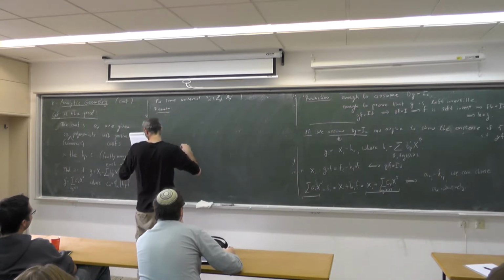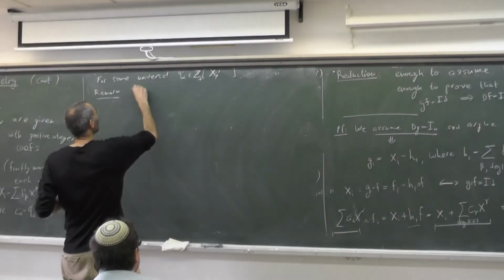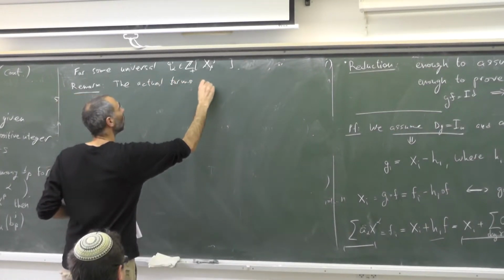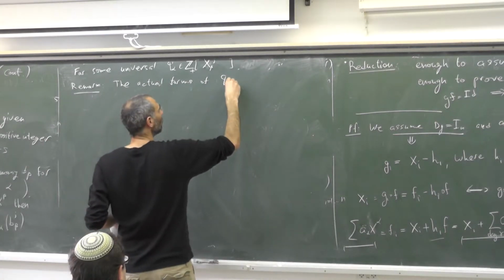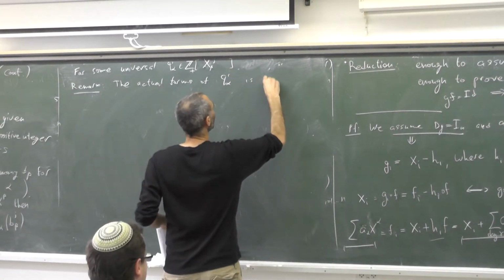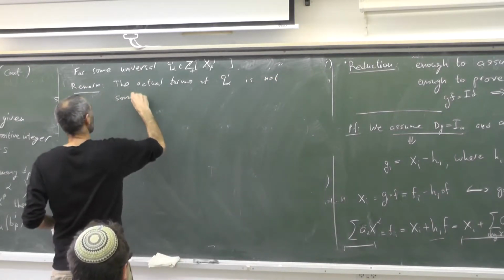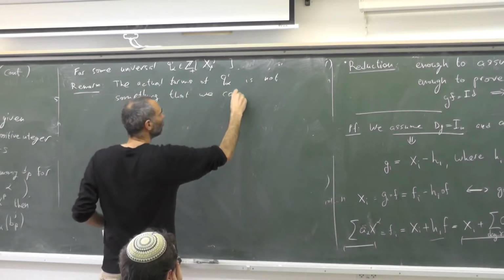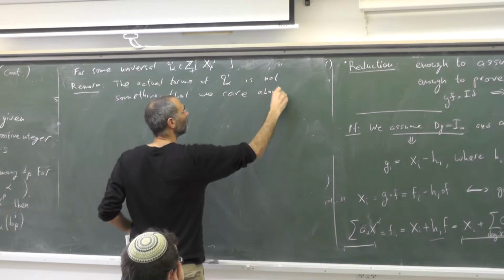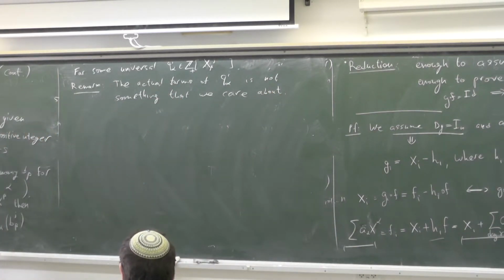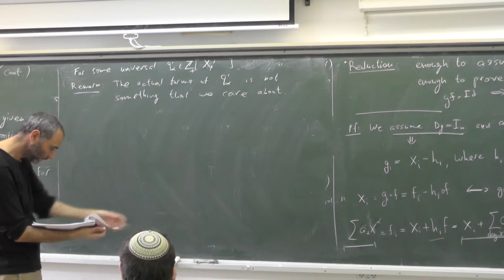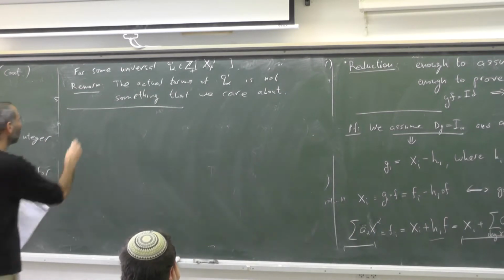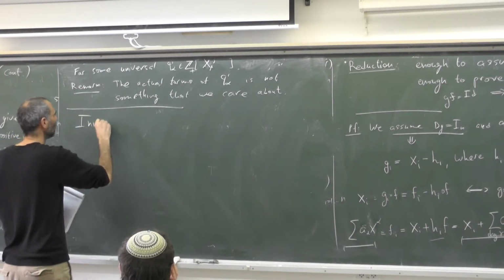Put on the board is that the actual forms of Q I is not something that we care about. Oh, maybe we do, but it's not something that I would like to write down. By no means. But their existence is nice to have. And our next chapter is the inverse function theorem.